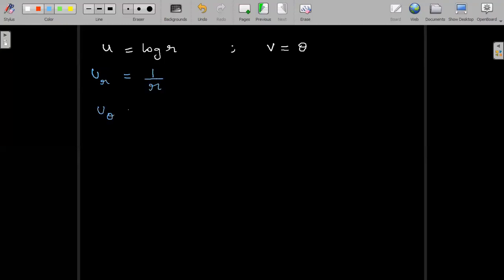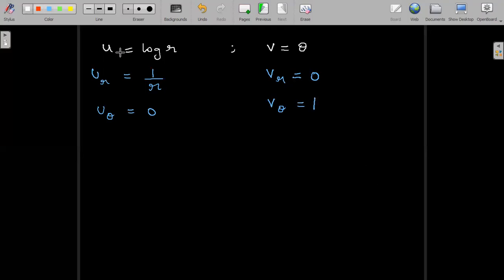And u_theta: there is no theta term at all, so r becomes constant and the differentiation goes to 0. Similarly, v_r: there is no r here. Theta is a constant with respect to r in the partial differentiation, so the differentiation goes to 0. Similarly, v_theta with respect to theta will be 1.